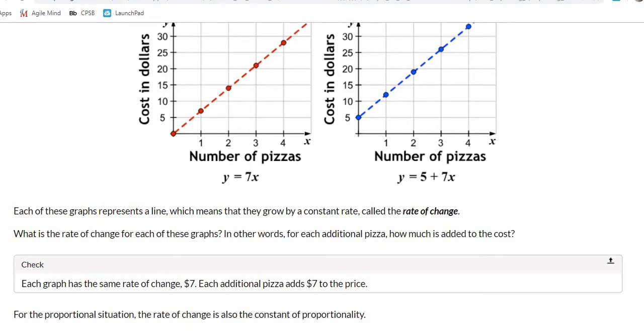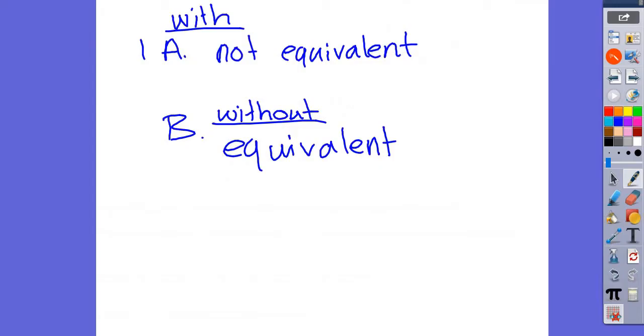But I look at the equation, and what part of the equation tells me the constant of proportionality? What is that number called, where it's sitting? The coefficient. So 2b is the coefficient. C-O-E-F-F-I-C-I-E-N-T.